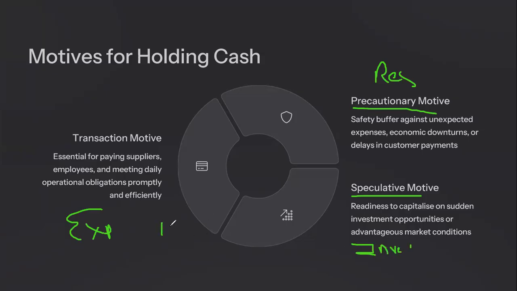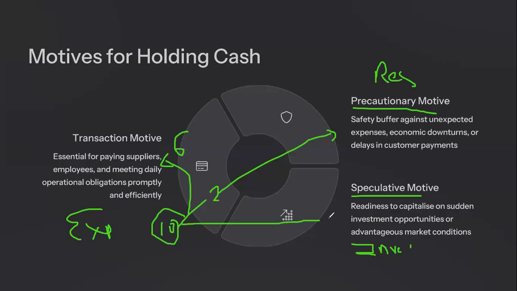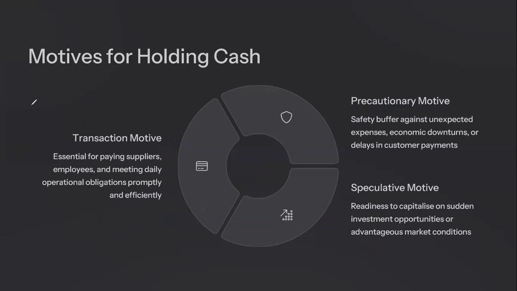When I have 10 rupees in my pocket in a day, I normally do not spend all 10 rupees. I'll keep 2 rupees for safety. Suppose 6 rupees I spend, at least something I will keep for my future needs. So when I'm holding cash, I use it for transactions, I keep some reserve for future needs, and when my money is more, I go for future investments. So these are the three motives of holding cash.